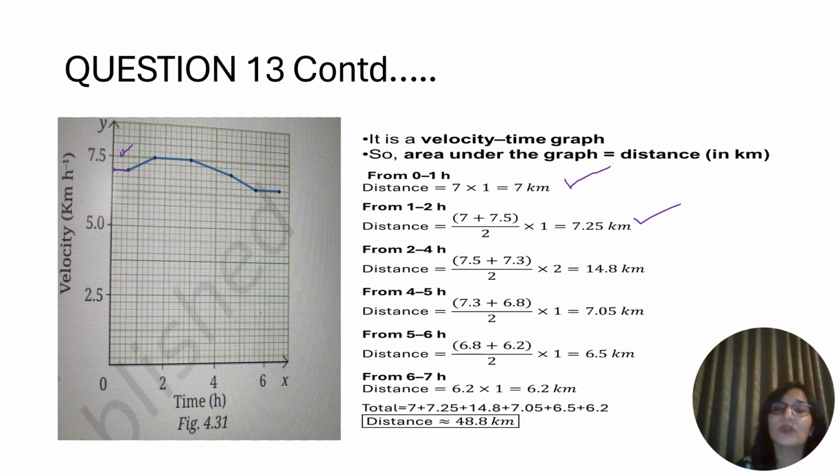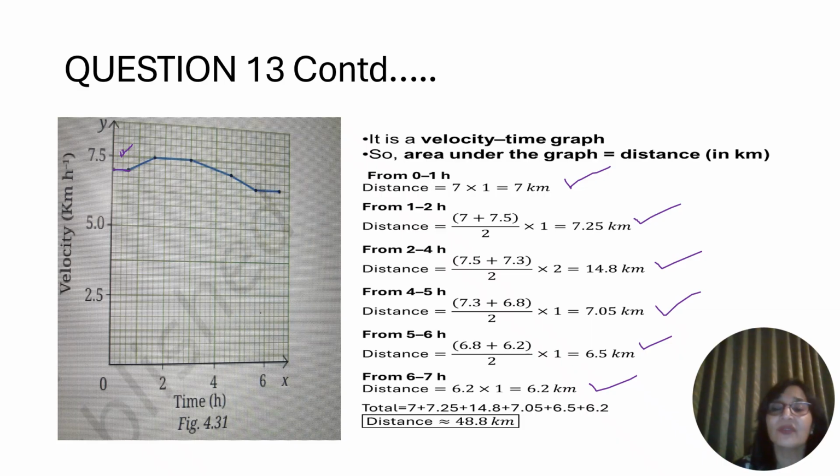Likewise, you have to take from 2 to 4 hours, then 4 to 5 hours, 5 to 6 hours, and 6 to 7 hours. Now, after you have done this, what do you do? You just have to add all the distances. That is 48.8 kilometer. So once again, to find the distance, looking at the graph, children, don't confuse yourself.